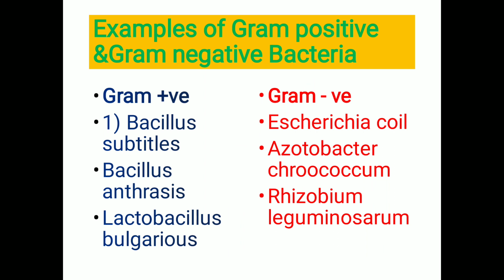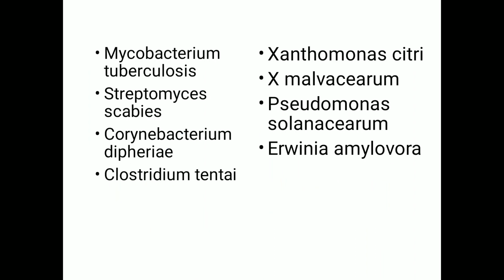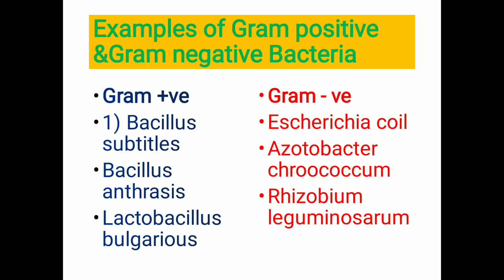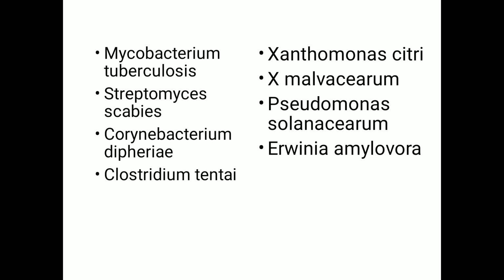Okay, so these are the examples of gram positive and gram negative bacteria. Gram positive bacteria, for example, Bacillus subtilis, Bacillus anthracis, Lactobacillus bulgaricus. The next, Mycobacterium tuberculosis, Streptomyces species, Corynebacterium, and Clostridium tetani. So these are the examples of gram positive bacteria. Then gram negative bacteria: E. coli, Azotobacter chroococcum, then Rhizobium leguminosarum, the next Xanthomonas citri, Xanthomonas malvacearum, Pseudomonas solanacearum, Erwinia amylovora. These are the different examples of gram negative bacteria.